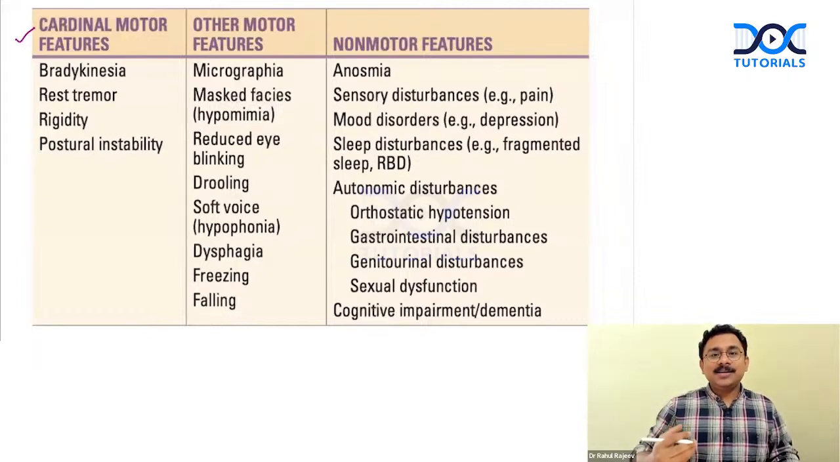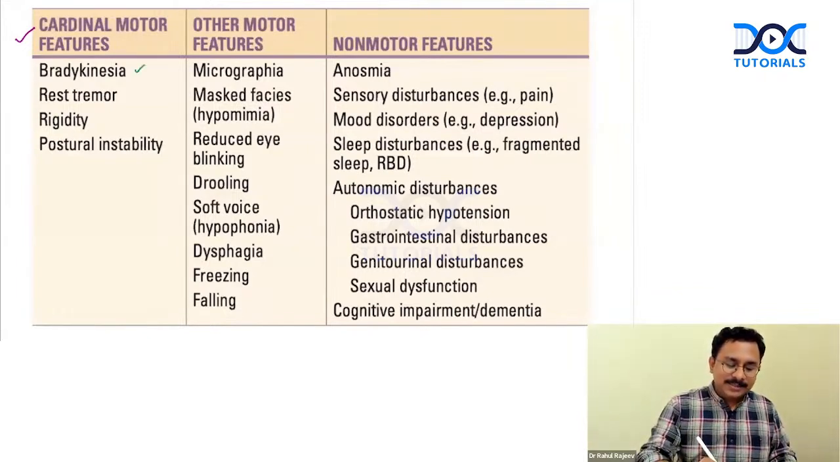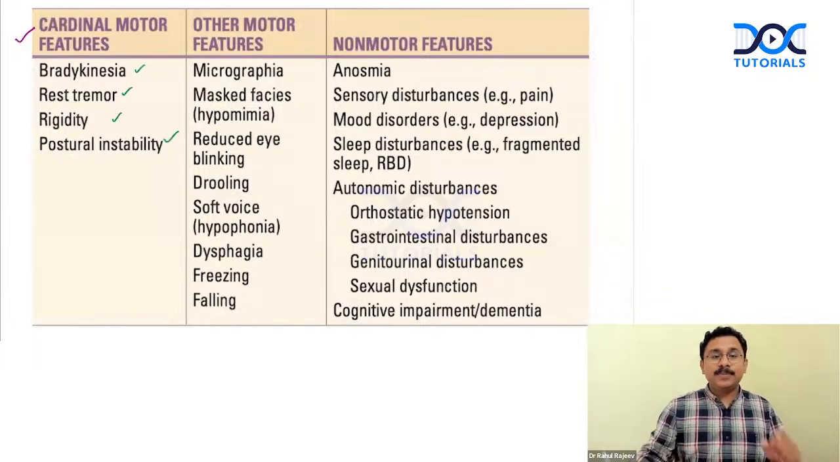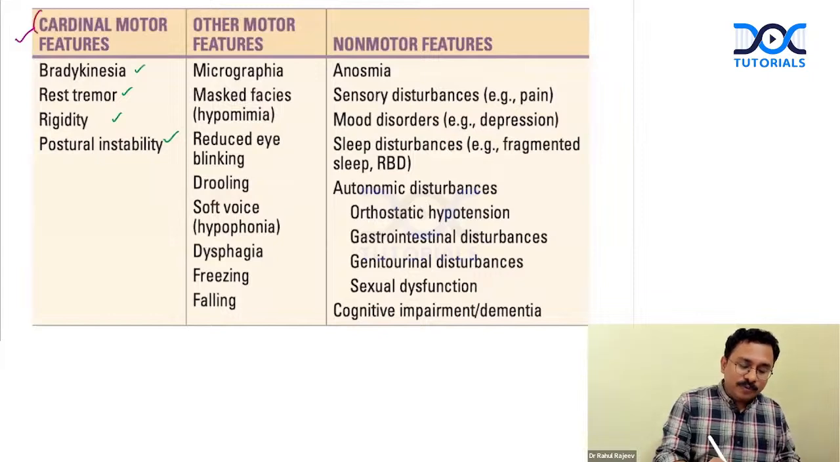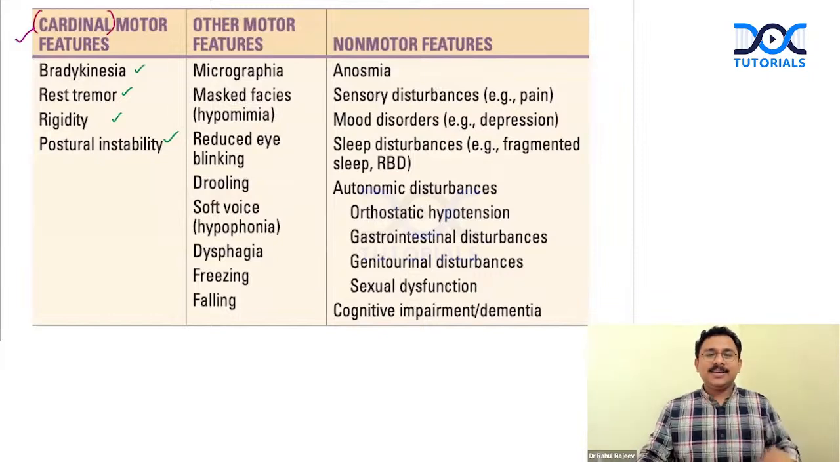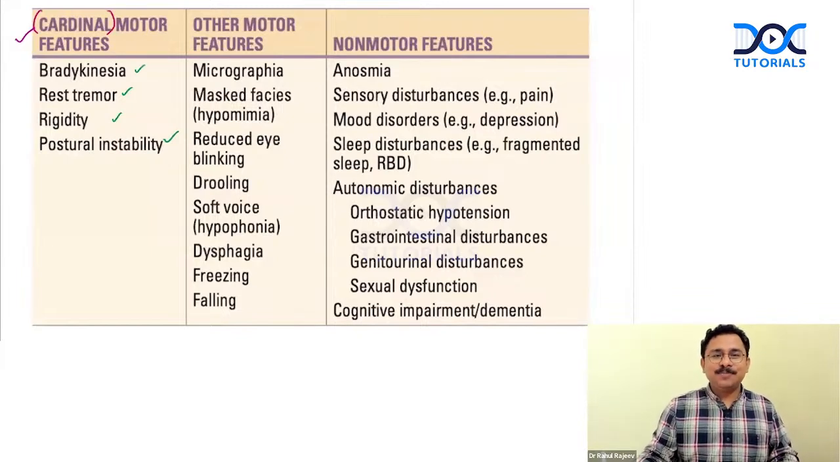Well, there are certain other motor features also associated with Parkinson's disease, like micrographia, masked facies, or hypomimia. You call it hypomimic facies. So reduced eye blinking, drooling, soft voice, dysphagia, freezing. So these are also other motor features. So altogether, these are the motor features, but please understand bradykinesia, rest tremor, rigidity, postural instability are called the cardinal motor features, and that is what is asked in this question. And remember, there are certain other motor features also associated with Parkinson's disease.